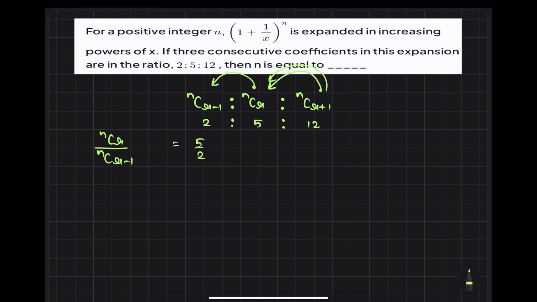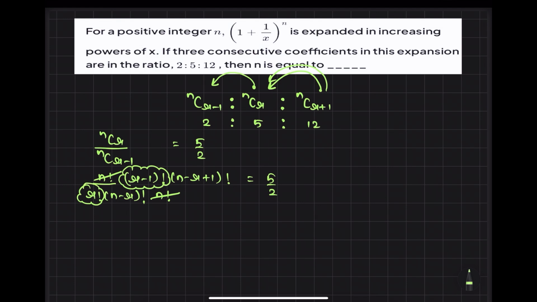Now look at this, nCr can be written as n factorial by r factorial n minus r factorial. Then we have n factorial by r minus 1 factorial and then n minus r plus 1 factorial equals 5 by 2. Now do the simplification part. This thing gone. Now look at this. If you observe, this thing is smaller than this, and this is just one smaller. So you can utilize this with this and we will be left with r. Look at this part. This is just smaller than that.